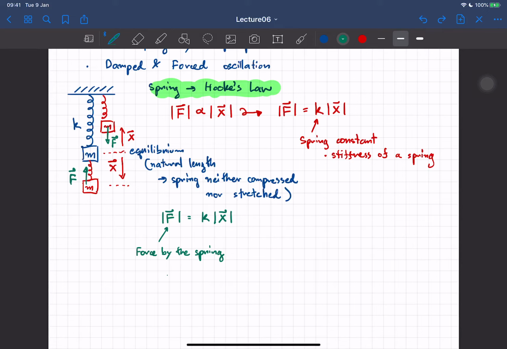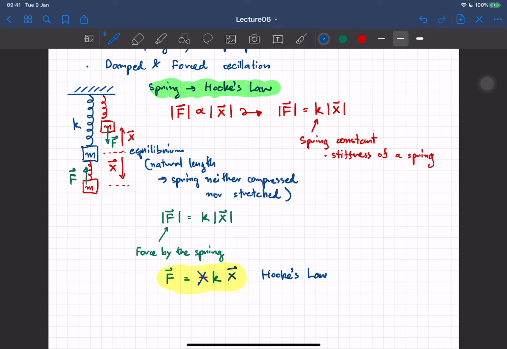Okay, so after you remove the absolute sign, then you need to put a minus sign here, and then k, and then x. And this is what we call Hooke's law, f equal to minus kx. So again, minus sign is there just to remind you that the force direction and the displacement direction is always opposite from each other.